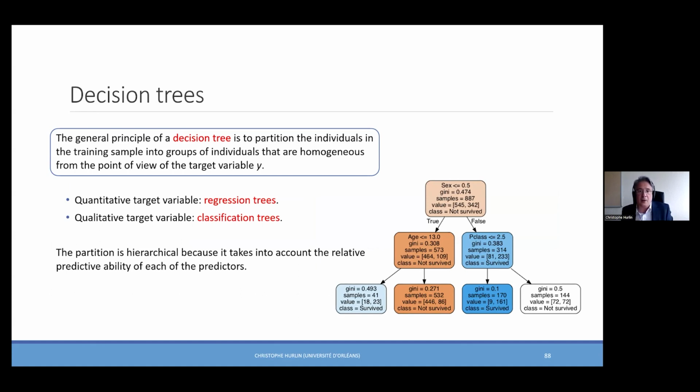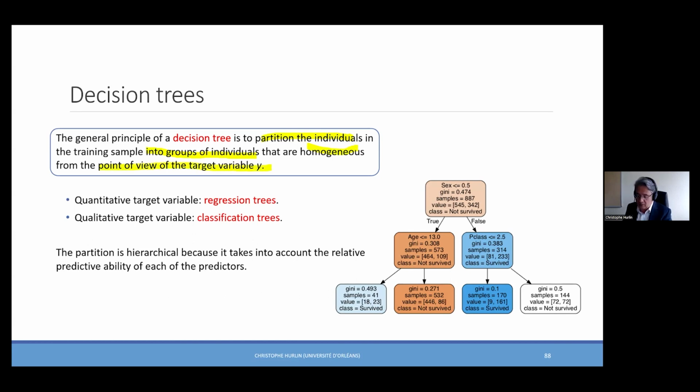Yes, it's okay. Okay, so what is the general idea of a decision tree? The general idea or principle of a decision tree is to partition the individuals, for instance in your training dataset, into groups of individuals that are homogeneous with respect to the target variable y.